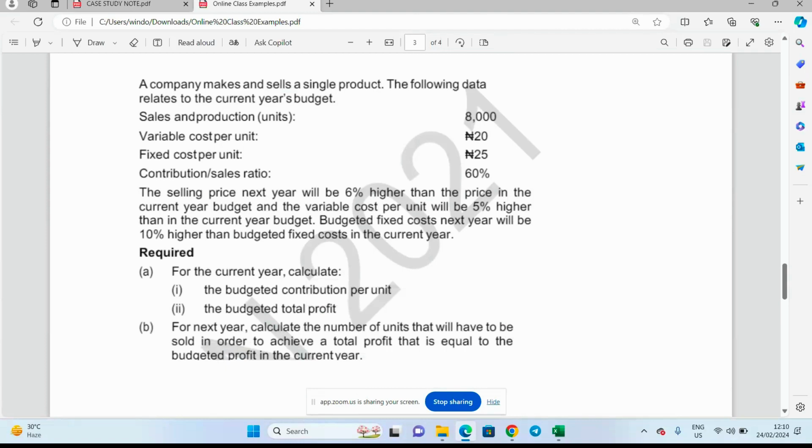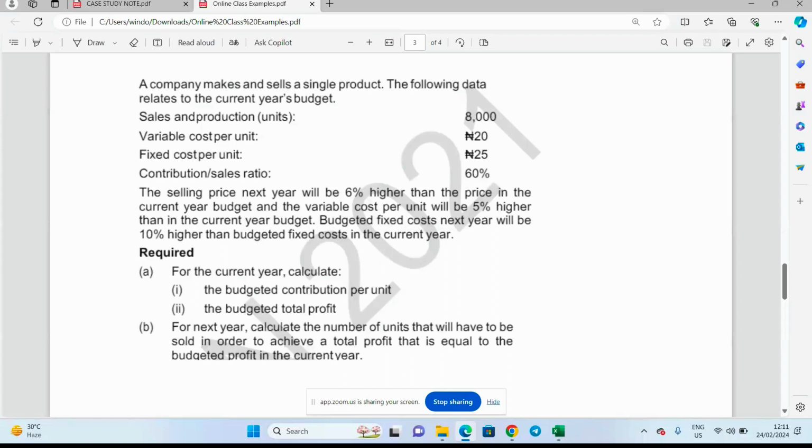Sales and production volume is 8,000. Variable cost is 20 naira. Fixed cost is 25. Contribution to sales ratio is 60%, right? Is that what they wrote? Amaka? Yes, contribution to sales ratio is 60%. Thank you. That shows variable cost to sales ratio will be 40%. Do you agree? Yes, sir. If contribution to sales ratio is 60%, variable cost to sales ratio will be 40%.